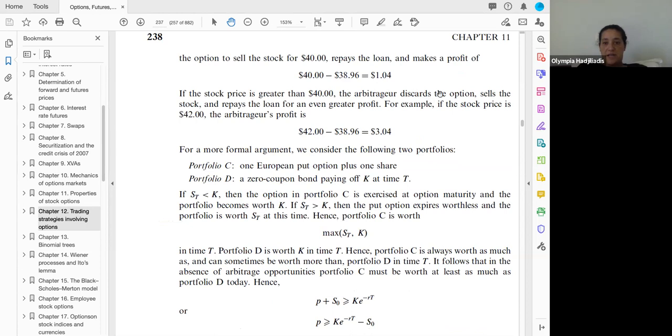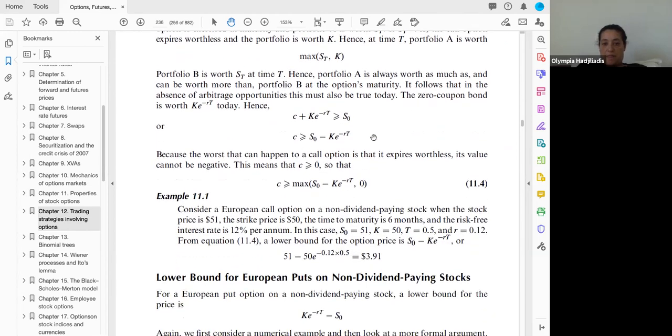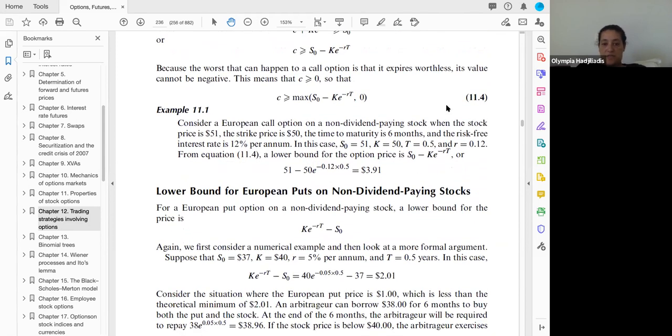If the stock price is greater than 40, the arbitrager discards the option, sells the stock in the stock market, and repays the loan for an even greater profit. For example, if the stock price is $42, the arbitrager's profit is $42 minus 38.96, which is $3.04. So we see that indeed, in this case, there is an arbitrage opportunity, and the reason is that basically Ke^(-RT) minus S0 constitutes a lower bound to the price of a put.